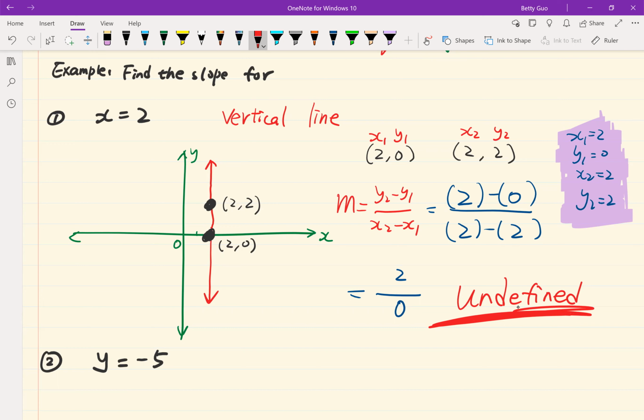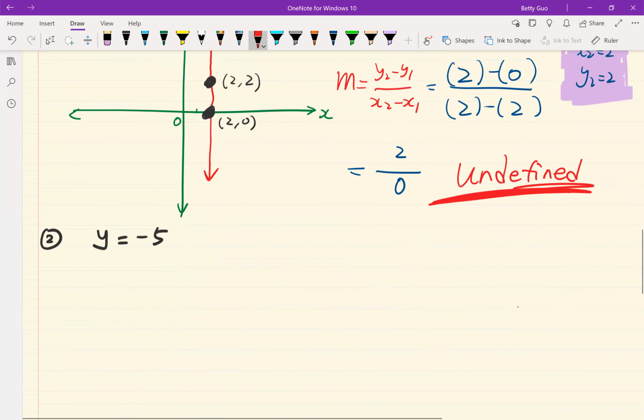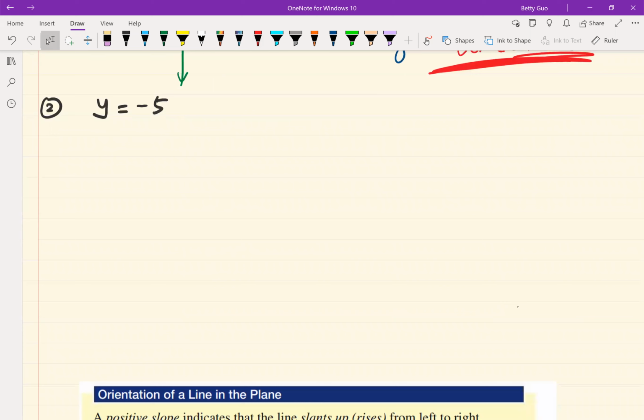That's the third conclusion. Remember, we have 4. Let's see the last one. Let's see how we find the slope for this equation. Equation y equals -5. Tell me please, is y equals -5 a linear equation in 2 variables?